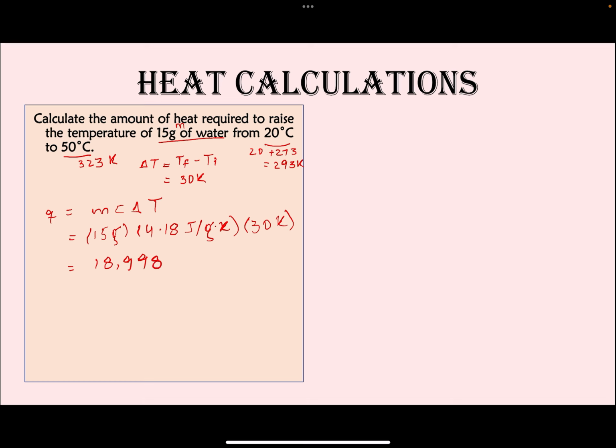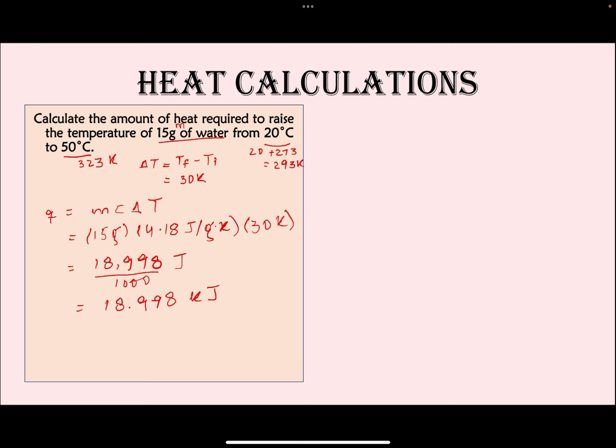18,998 joules. Now, sometimes if you have a bigger number like this, it's okay to leave it like that, but sometimes they might also ask you to convert your answer into kilojoules. So if I ask you to give me your answer in kilojoules, remember kilo means 10 to the power of 3, which is 1,000. So that means we are just going to go ahead and divide this by 1,000, and that gives me 18.998 kilojoules.